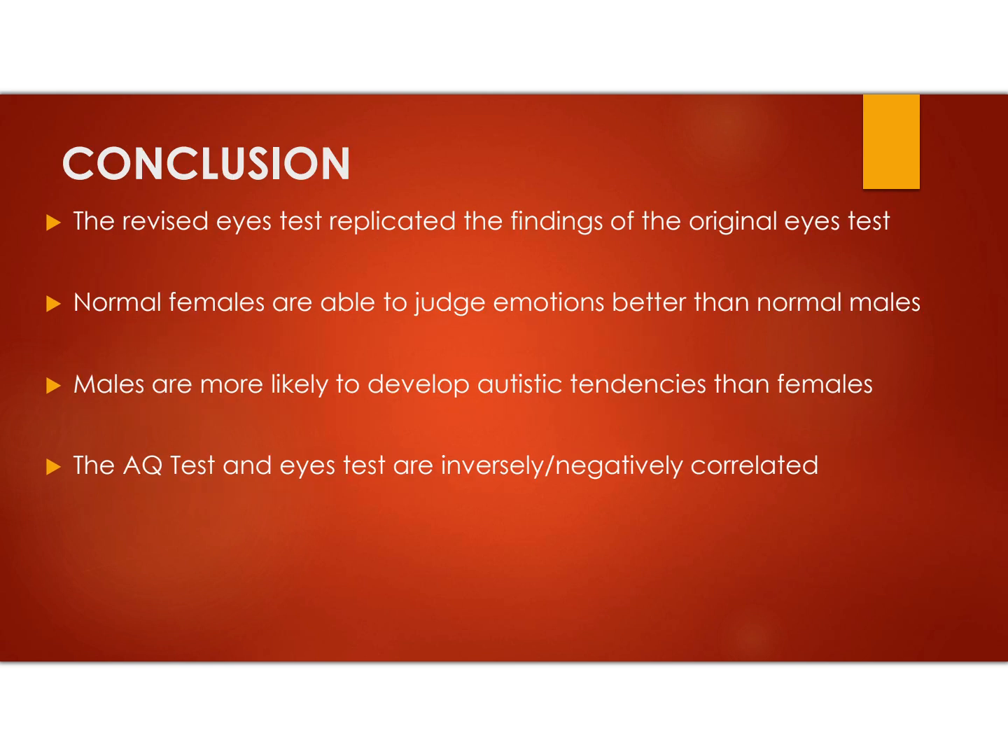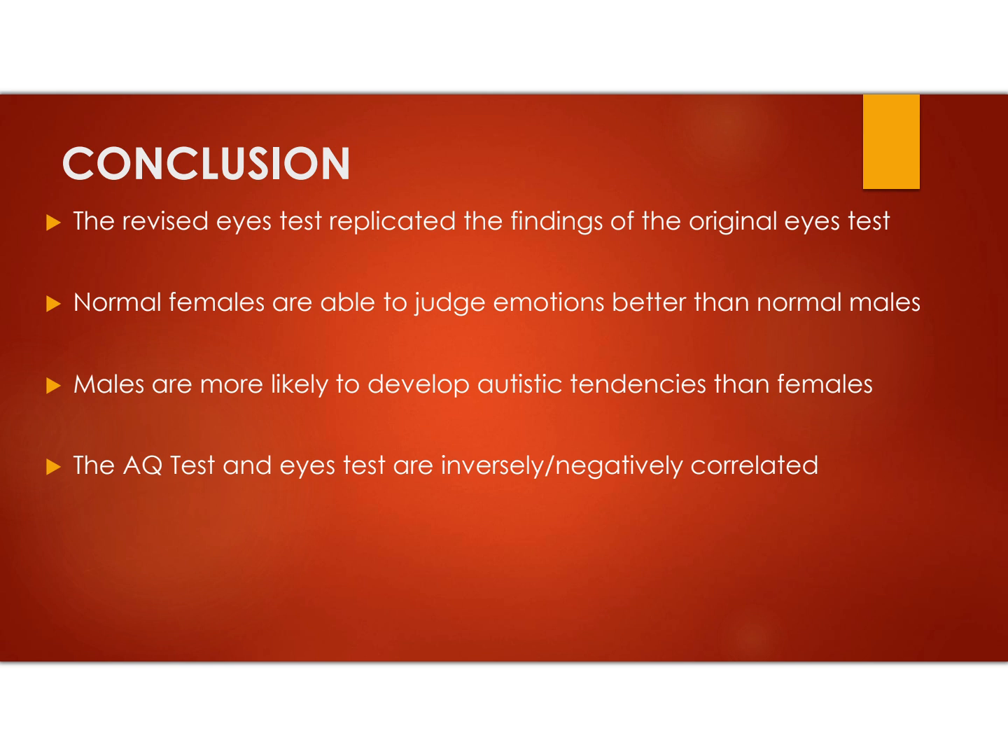So the conclusions are that the revised test did replicate the findings of the original ICE test, which is basically that the autistic participants did not do as well as the normal participants. The revised test did work on the autistic participants in testing theory of mind, comparing autistic and non-autistic participants. Normal females are better at judging emotions than males. Males are more likely to develop autistic tendencies than females.